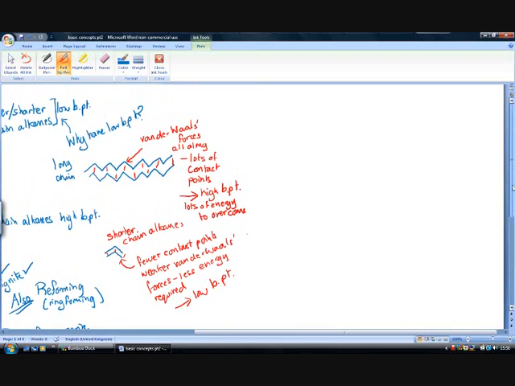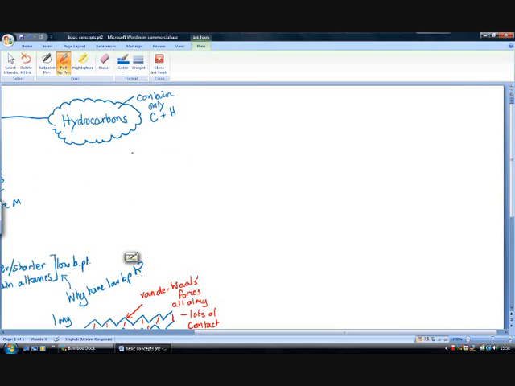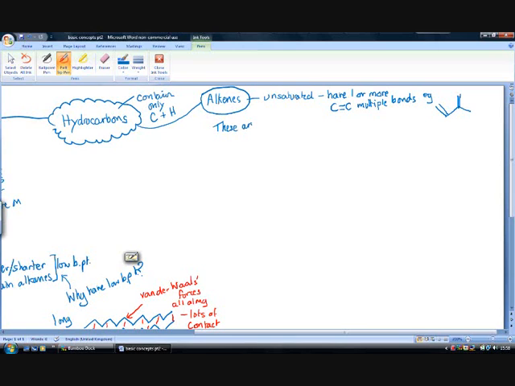Now we're going to move on to another type of hydrocarbon, which are the alkenes. Now these are unsaturated compounds, which means they contain a carbon-carbon multiple bond. And they do contain at least one carbon-carbon double bond. This is an example of an alkene. This one contains 2 sets of carbon-carbon double bonds.